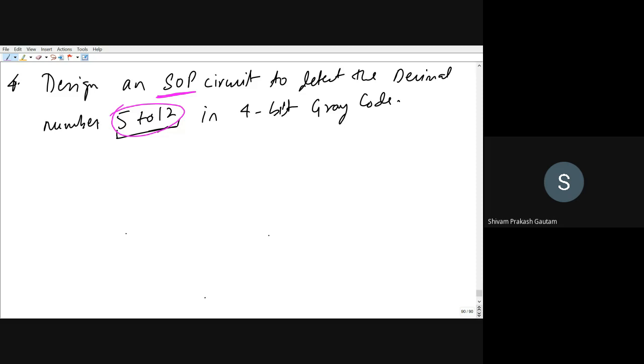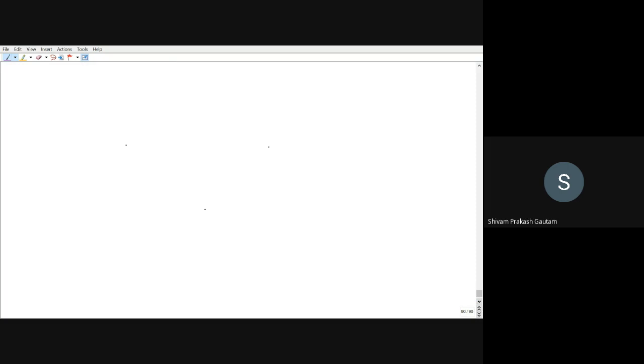So first you should know how you can write the gray code. Then in that gray code you have to detect the decimal number 5 to 12. So let us just build that gray code table. Here on the left-hand side I will write the decimal number, then I will write the 4-bit gray code, and here I will write the function or output.